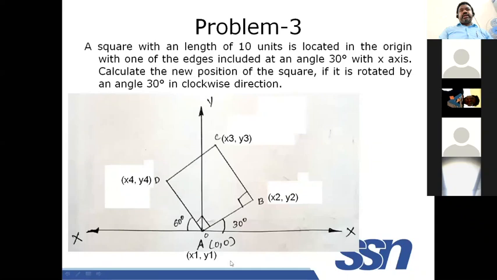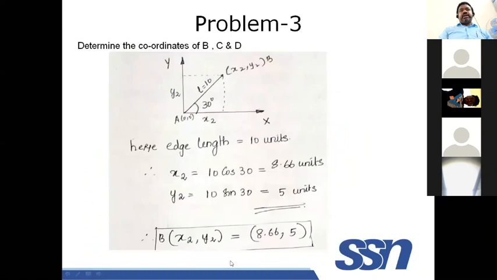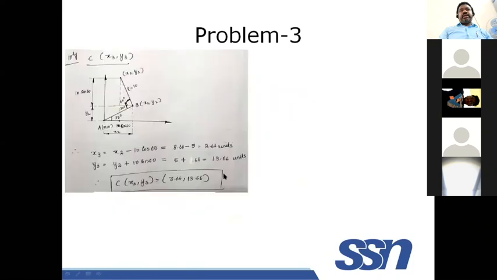Okay. I will explain it with the diagram. So point B is clear, right? 10 cos 30 will be x2. 10 sin 30 will be y2. We found coordinate of B. Okay. Next one, this point I am interested in finding out. x3 I wanted to find out. I know x2. From here to here I know what is the value.